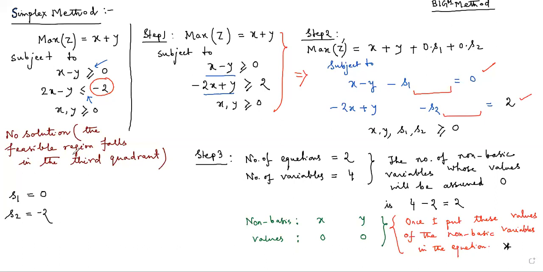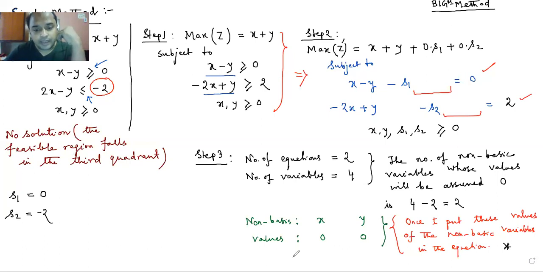Okay, no problem. But now you carefully observe. In LPP, we always deal with physical variables, and I always told you that these physical variables cannot be negative. They cannot have negative values. These physical variables are always non-negative. This is present in the model of LPP itself, and it is called the non-negativity restriction.